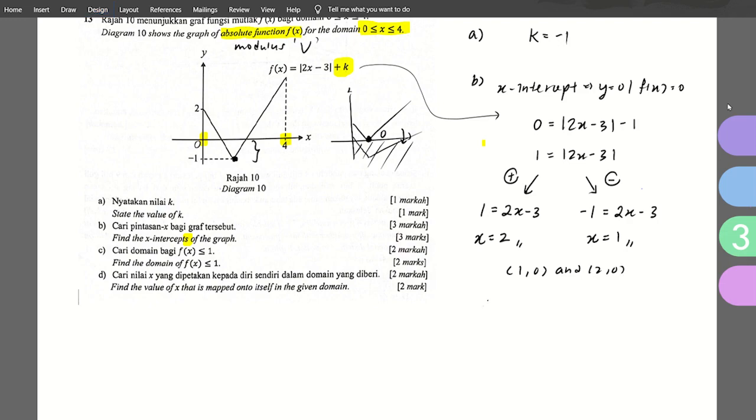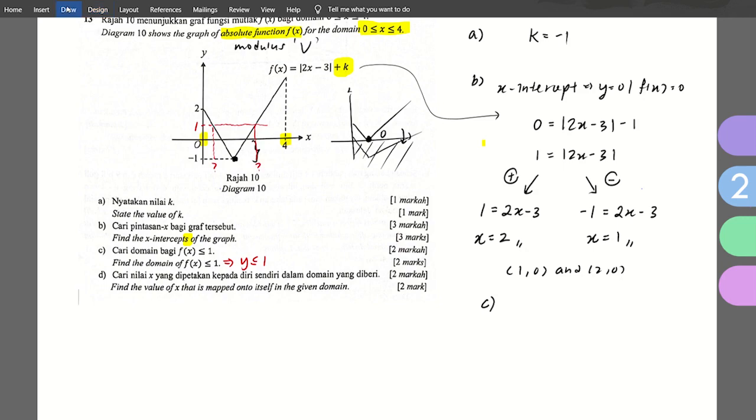Let's go to part C. Part C is to find the domain of f of x less than or equal to 1. This means that y is less than or equal to 1. If we say that 1 is this line, now we need to find the values of x whereby it is below this line. So the x values we need to find are here and here.